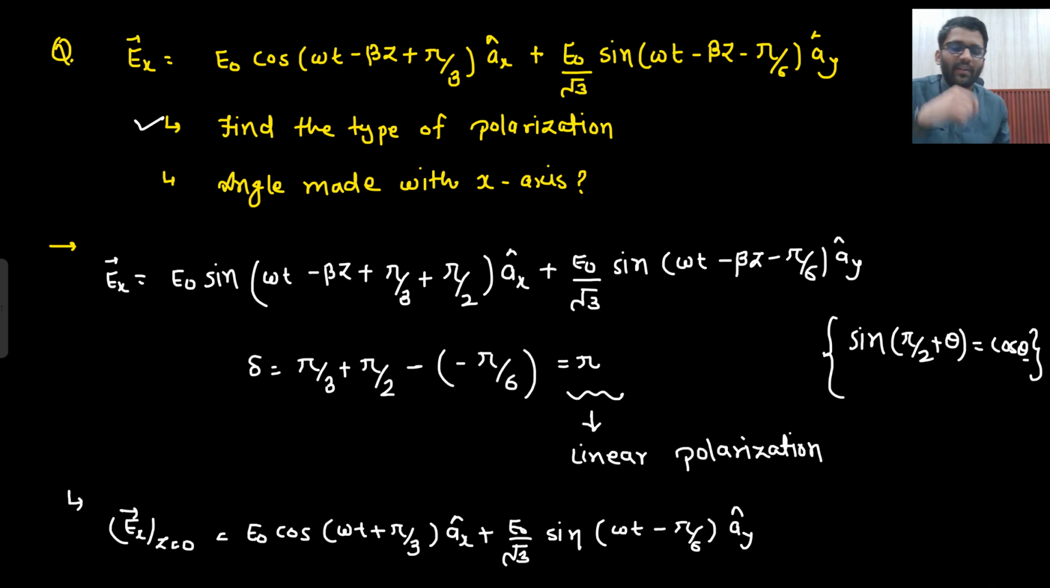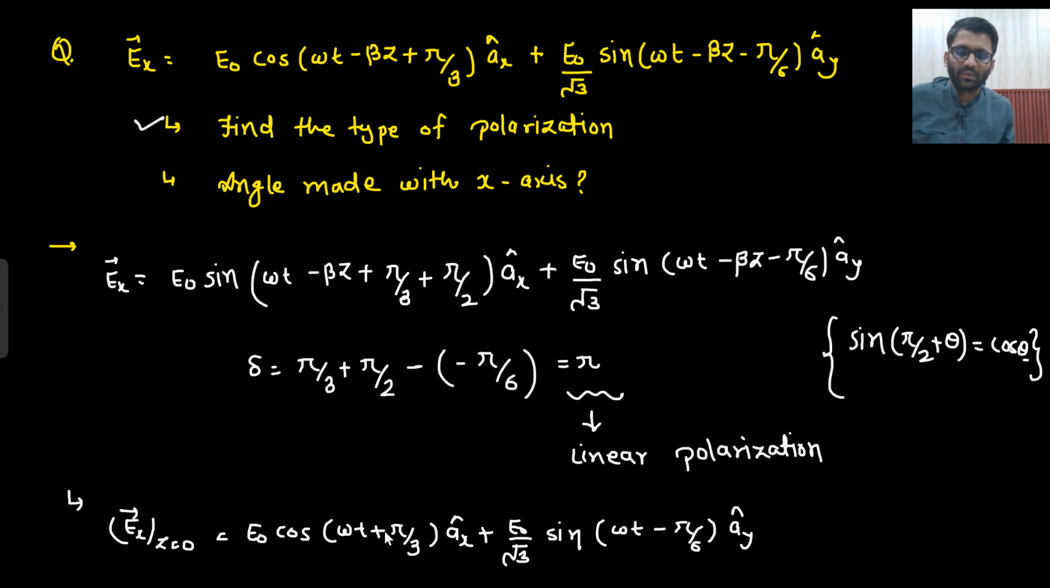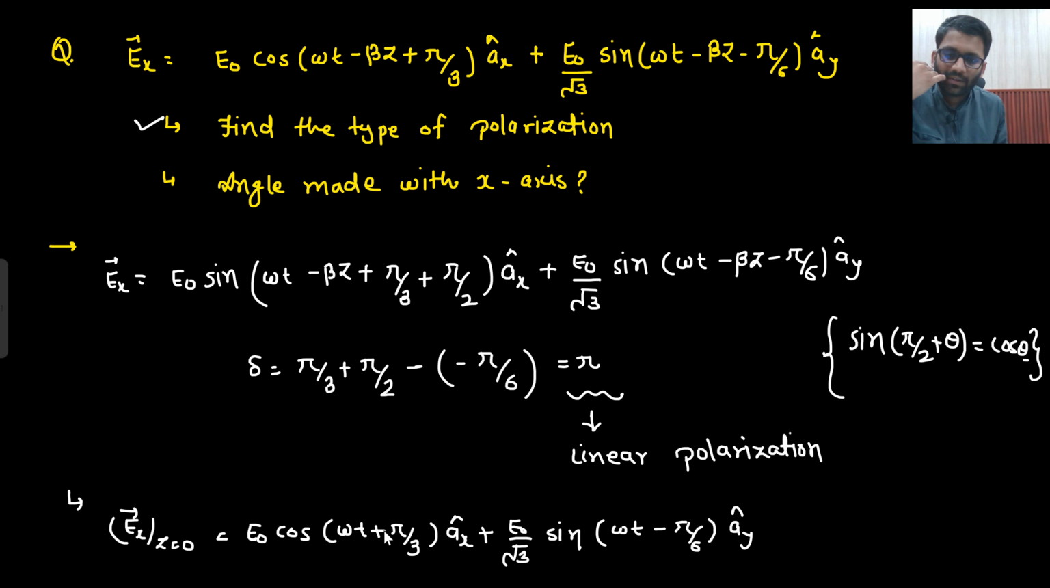Okay. Now I need to put t equals 0, or t equals T by 8, or anything I can do. So let's put t equals 0. If I put t equals 0, this will be cos 60. What is cos 60? 1 by 2. So what you are getting for Ex at t equals 0 is E naught by 2 Ax cap.